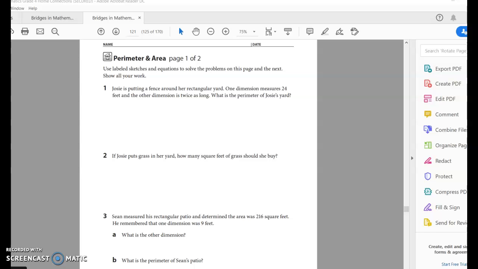Okay, for today's homework, you are on page 121 and 122 in your Home Connections book. If you notice, you are going to be working with area and perimeter. So please make sure you're going back to the lesson to make sure you're using the correct units and the correct formula. Remember, with area, you're finding how much is going to fit on the inside of a border. With perimeter, you need to know how much the border is, kind of like a fence.